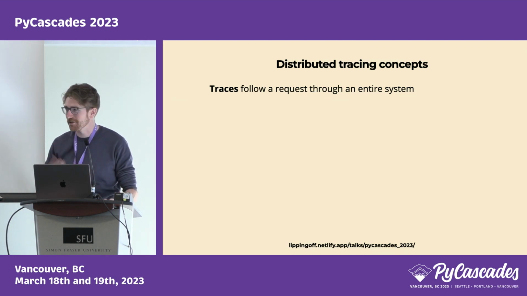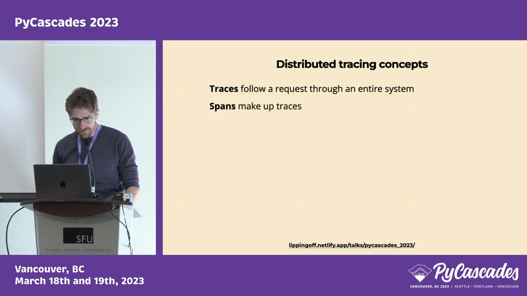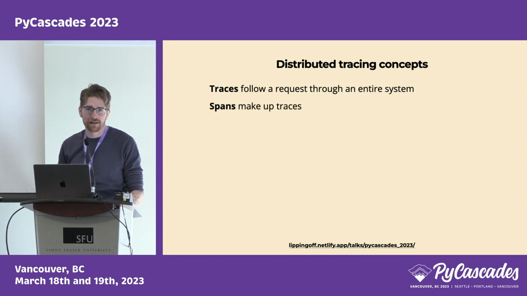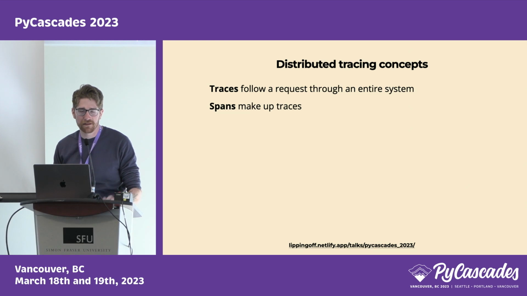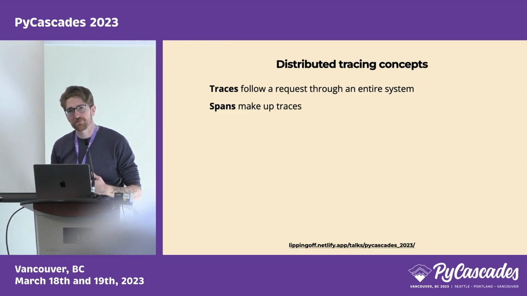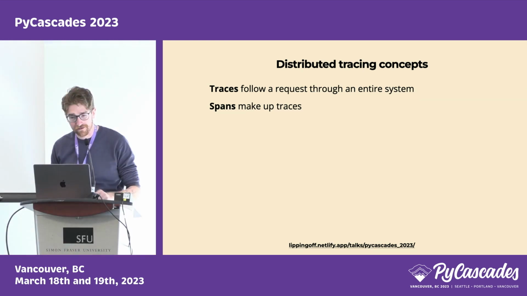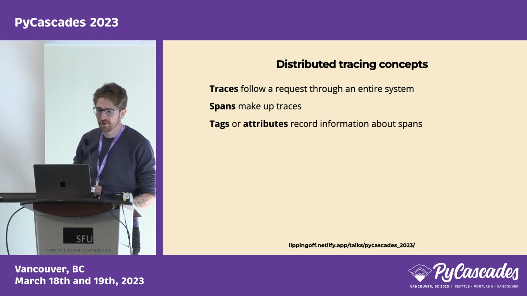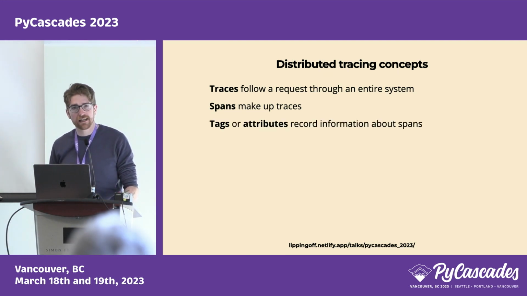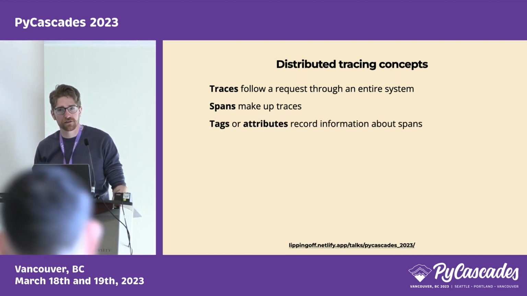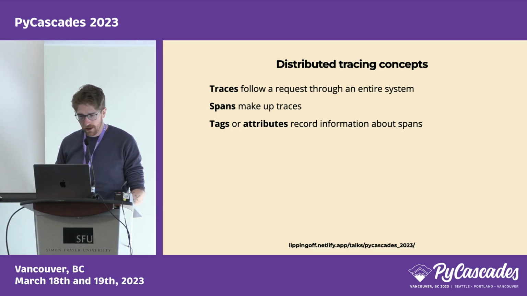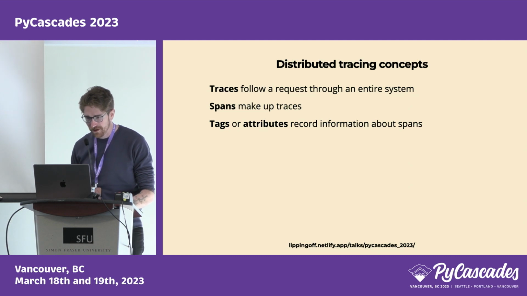By now, you've probably gleaned that traces follow a request through a system, like a person through a commute. Spans make up traces. Each trace has at least one span. Having a trace with just one span would be a little boring, so in practice, it's often many spans that make up a trace. We assign tags or attributes to those spans to record information like what type of transit, what type of server, that sort of thing.